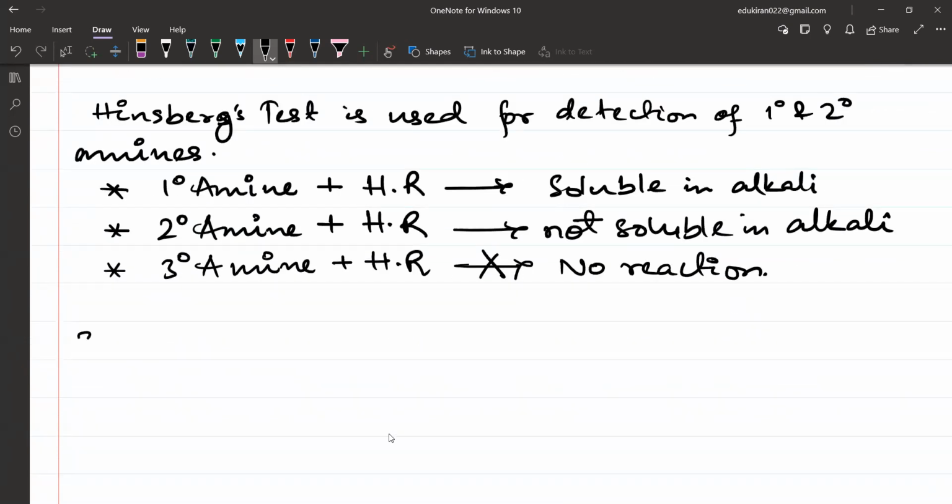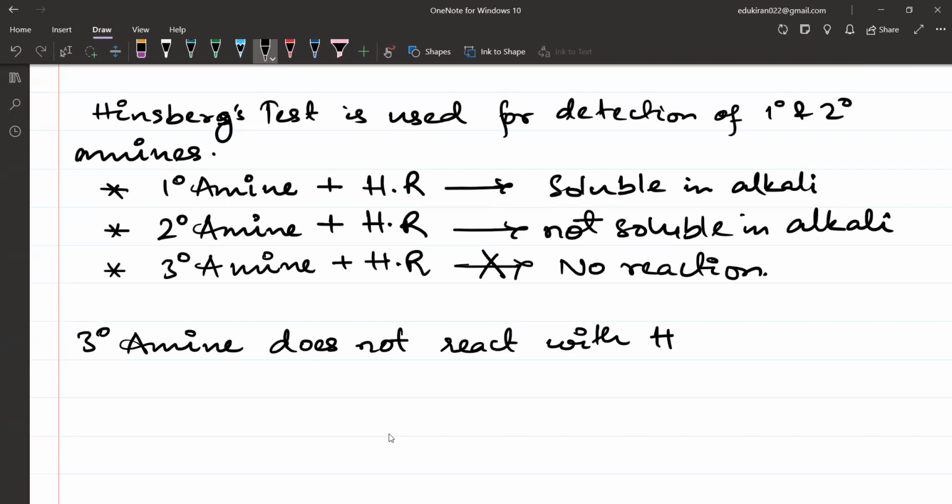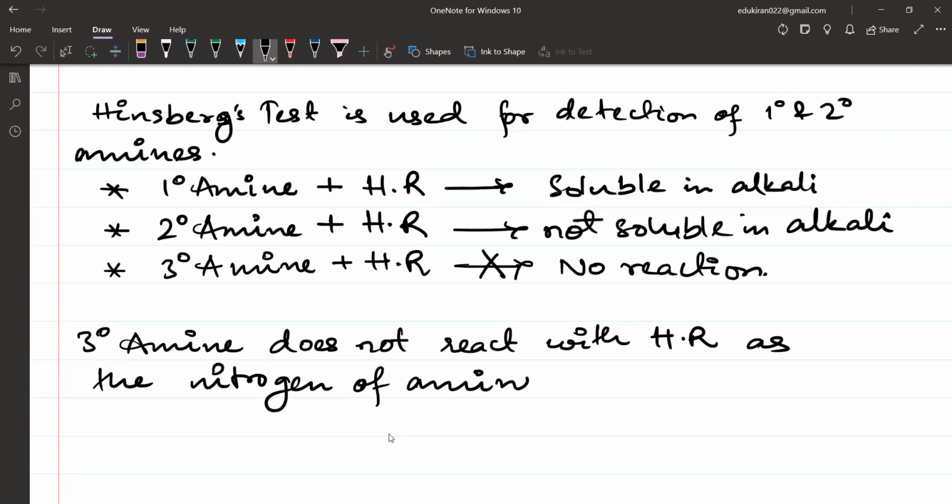Please write 3 degree amine does not react with Hinsberg's reagent as the nitrogen of amine does not have any hydrogen.